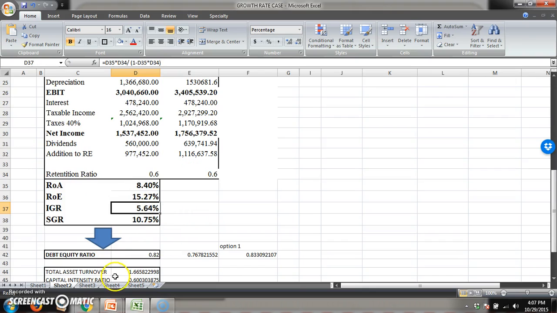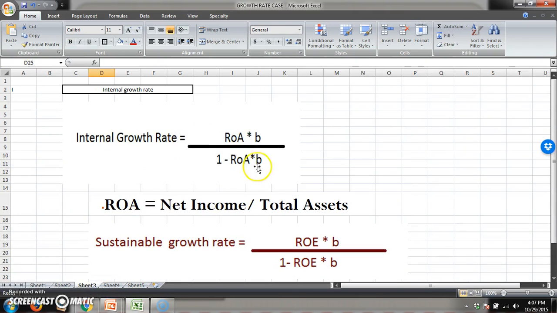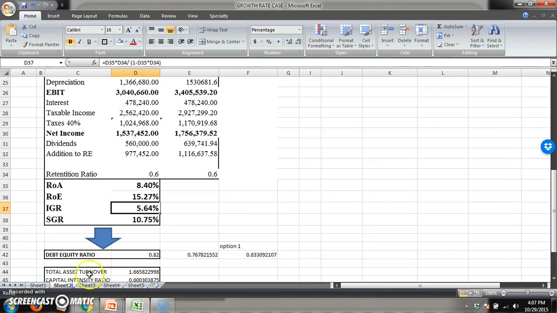Now, using the formula here, we can calculate the internal growth rate by putting in the Excel formulas. This is ROA times retention ratio upon 1 minus ROA times retention ratio. It comes out to be 5.64%. Similarly, putting in the formula, we can calculate the sustainable growth rate to be 10.75%.